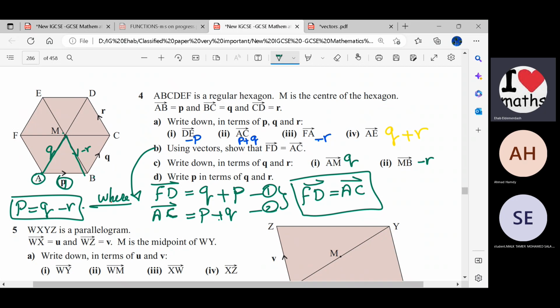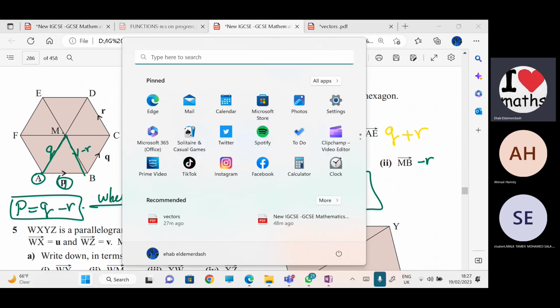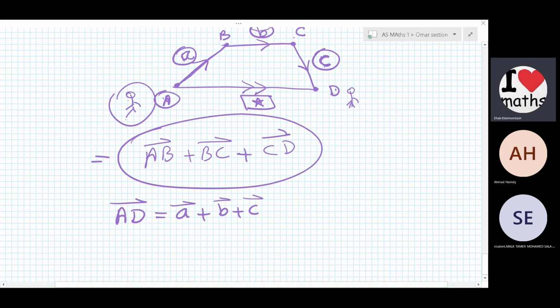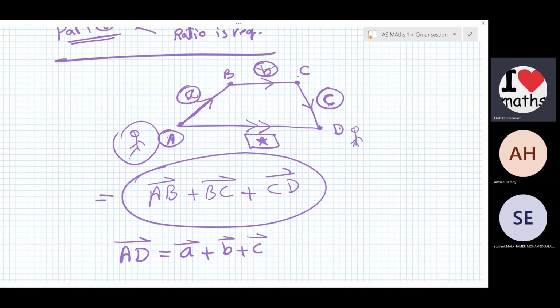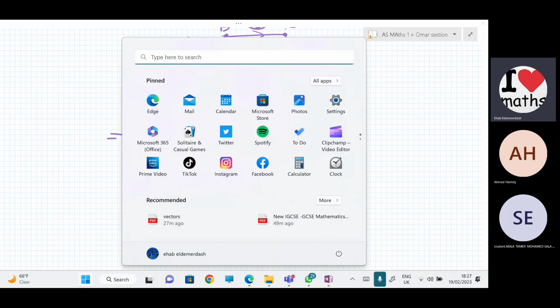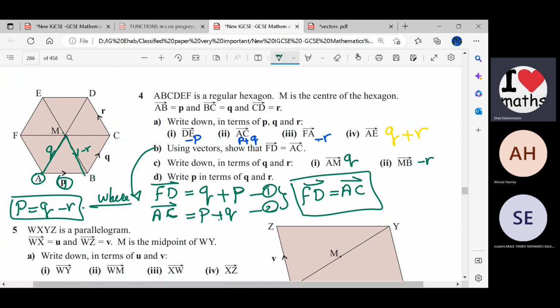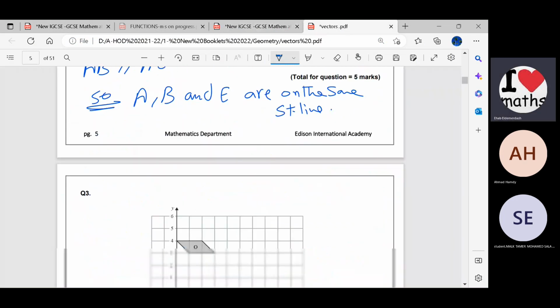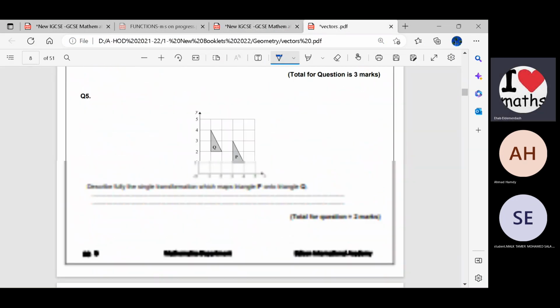What I'm looking for, as I told you, for this part you need to express one vector through some other vectors. Okay? This vector is not given and you need to express it from different vectors. Okay, let's solve one of the exam questions. One of the exam questions. Let's go for the exam question.